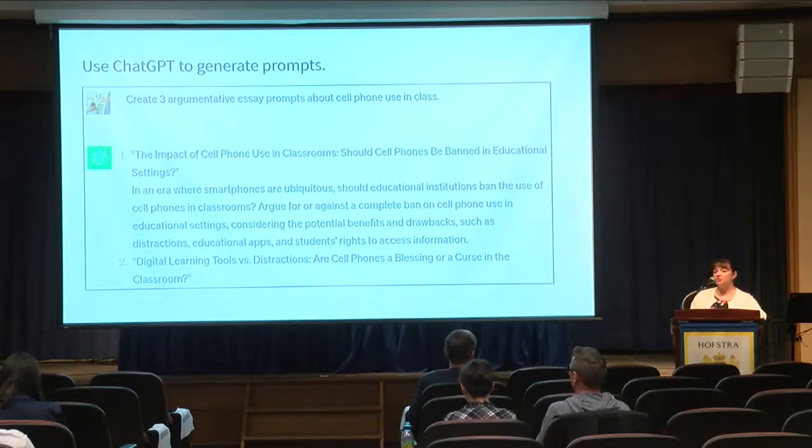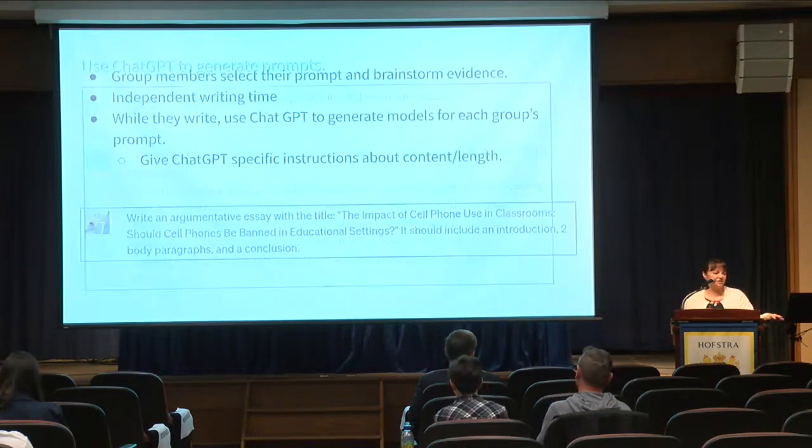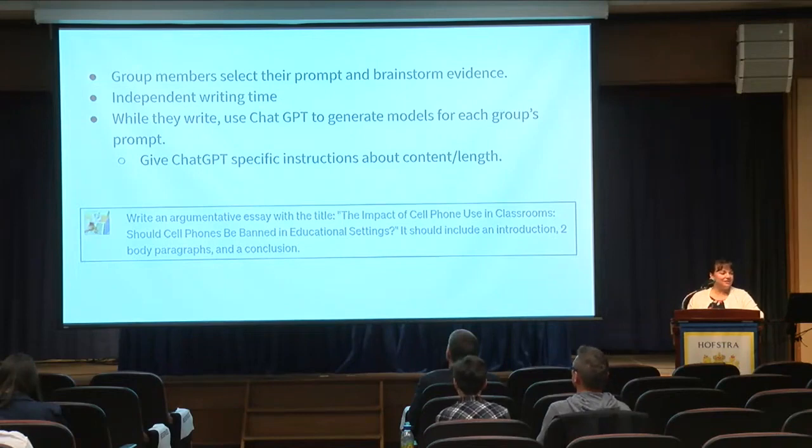Then the idea is that you turn to students and give them the choice of which prompt interests them the most. So rather than having them replace their thought process, you're giving them an opportunity to evaluate different prompts based on what ChatGPT produces for you. Then you give them a chance to do some independent writing time in front of you so you can see what they're doing. While they're writing, I can use ChatGPT to generate models for them. The reason I do this is that students love to tear apart writing, but not necessarily their peers' writing. If it's generated by a computer, they'll have no problem evaluating it honestly.